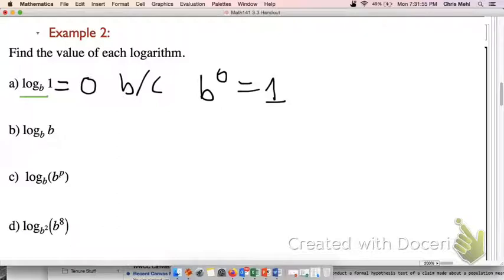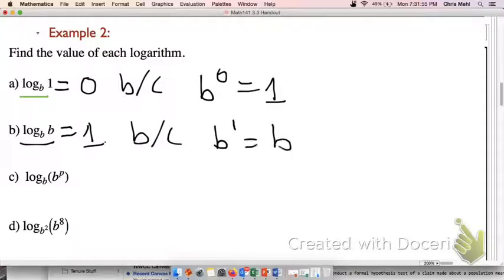So the base raised to the 0 power equals 1, so that's why the value of the logarithm is 0. Okay, log base b of b. So I'm saying, what power do I have to raise the base b to get the number b back? And the only power you can raise b to get back b is 1. And again, this is because b to the first power equals b. Okay, nothing surprising there.